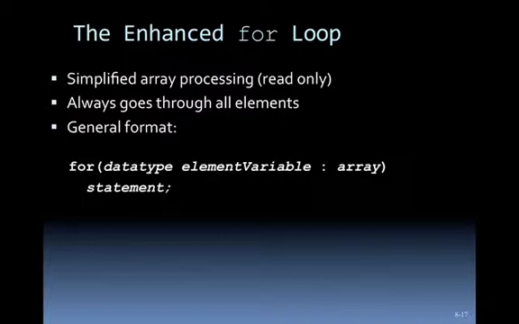Basically, the way it goes is for, and then a data type and a variable name. And that variable, every time we run the loop, is going to hold the next item in the list, a colon, and the name of the array. That's all it is. And it's going to give us the ability to access each item in the array. Now, the thing that I love about this is it's so simple, but it is read only.